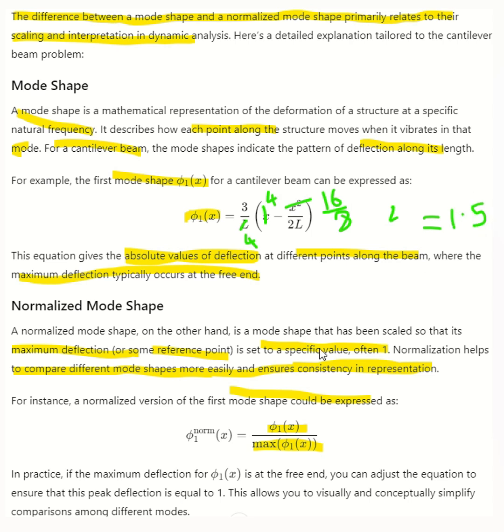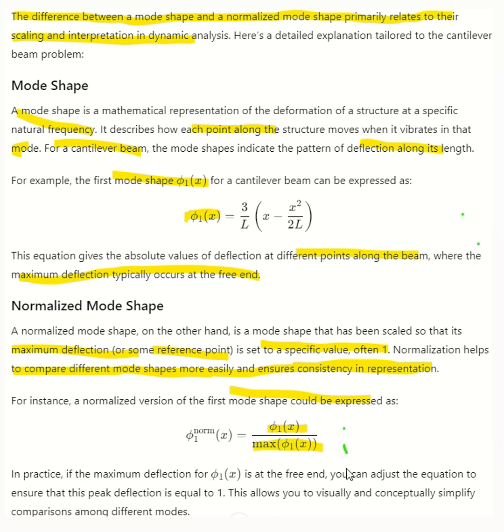But this 1.5 we need to normalize. So phi 1 of x, whatever it's coming, is divided by the max value. The max value is 1.5, so phi 1 of x is 1.5 for the first mode, divided by max 1.5, so it becomes 1. For example, at x equal to 2, that location, this has to be normalized by dividing by 1.5.